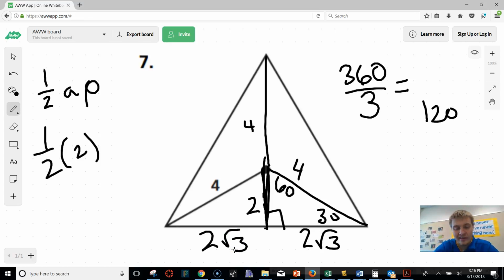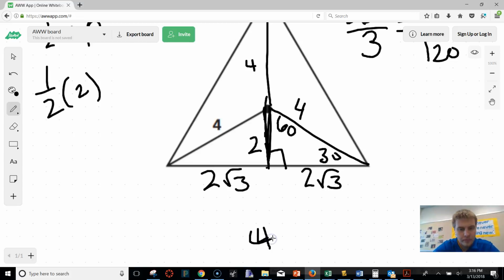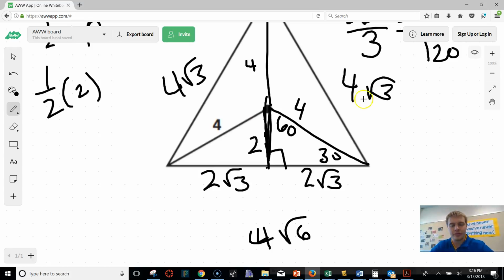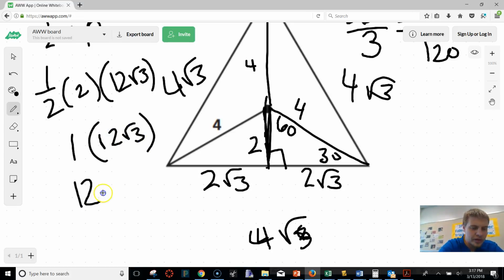Which means one side of this thing would be 4 radical 3. So if one side's 4 radical 3, this would be 4 radical 3, and this would be 4 radical 3, because again it's a regular triangle. So then we're going to add all these things together, and I'm going to get 12 radical 3, and we're just going to multiply all this out. So that would be 1/2 times 12 radical 3, which is 6 radical 3.